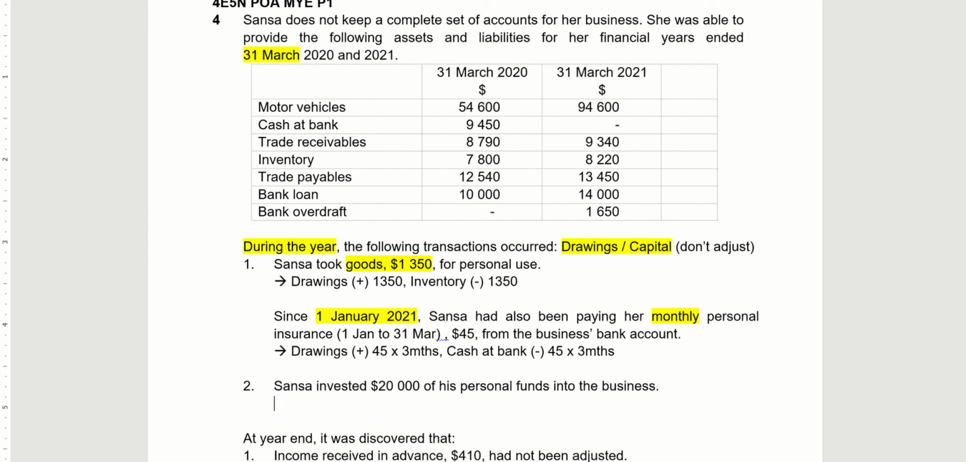Finally, Sanza invested $20,000 of her personal fund into the business. When Sanza does this, capital increased by 20,000. The other account affected is cash at bank, also increased by 20,000. Again, do not adjust, because the 20,000 is already in the business. It has already been put in. So we are done with the during the year transactions.